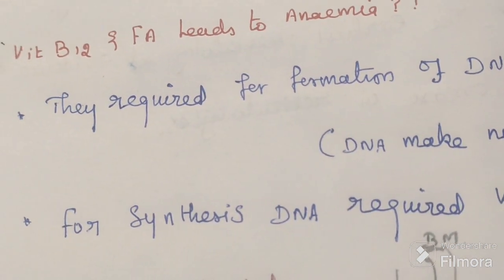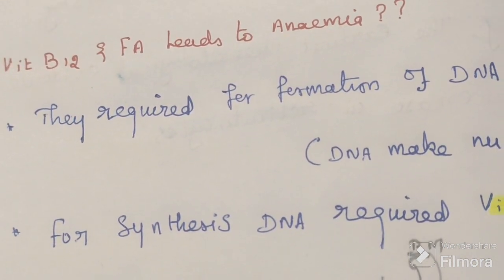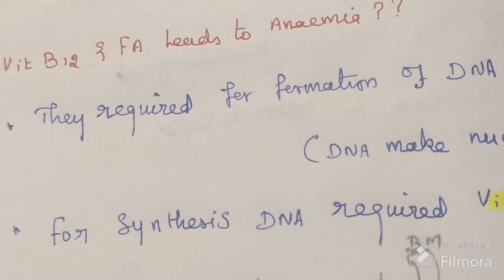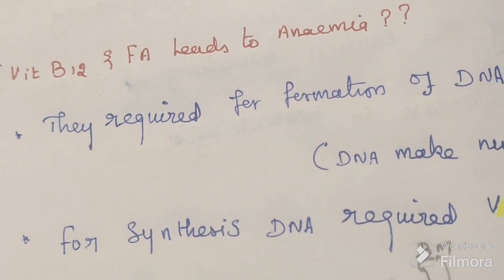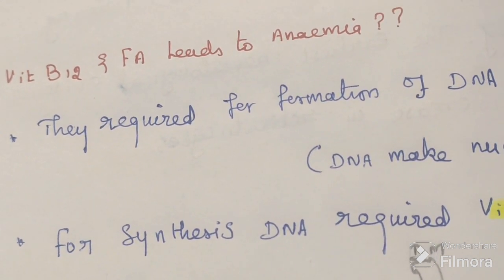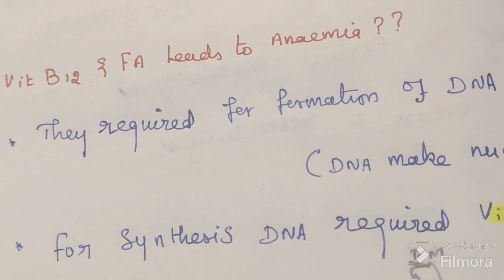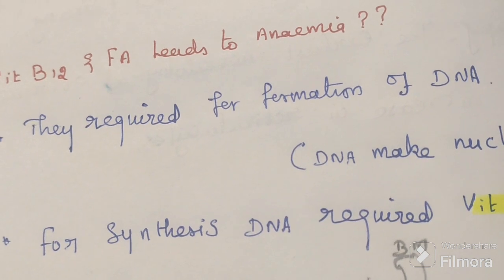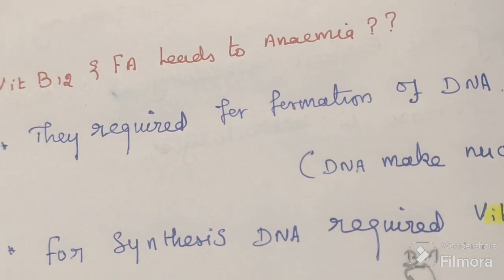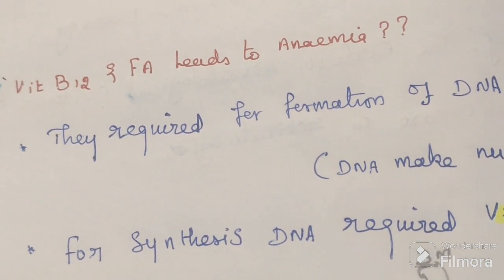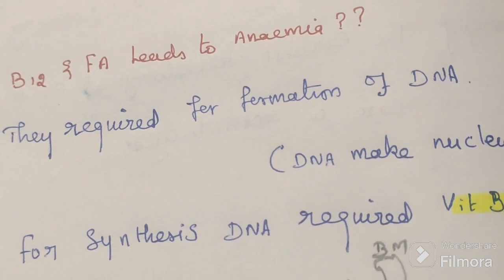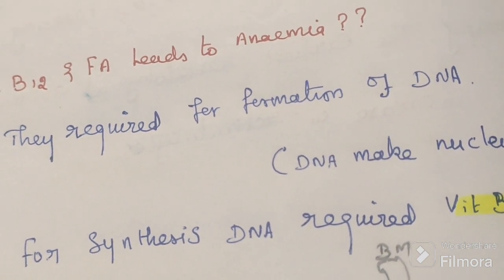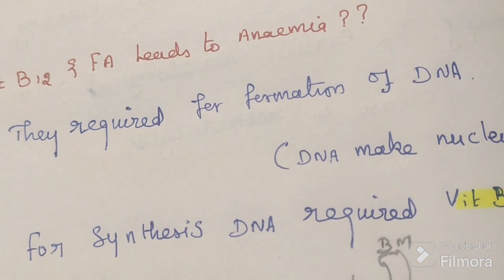Why can vitamin B12 and folic acid deficiency lead to anemia? Iron deficiency anemia occurs because of an iron defect. Iron is required for heme synthesis. Heme, in hemoglobin, is made of iron, so it leads to iron deficiency anemia. Here, vitamin B12 and folate are not required for the formation of heme.